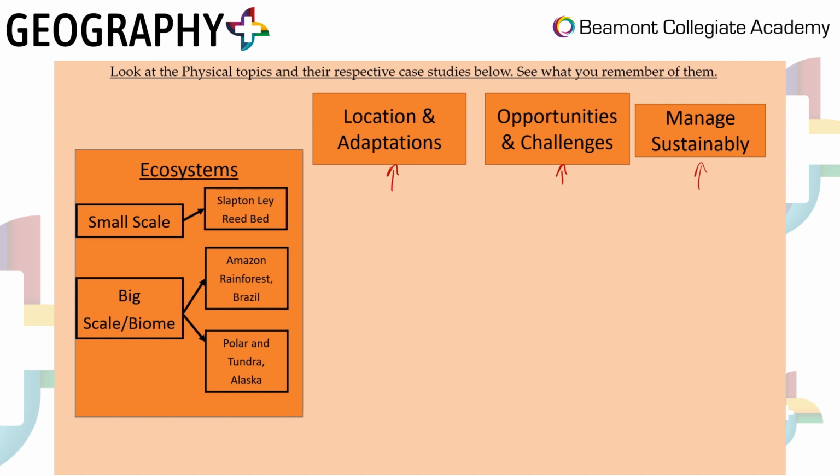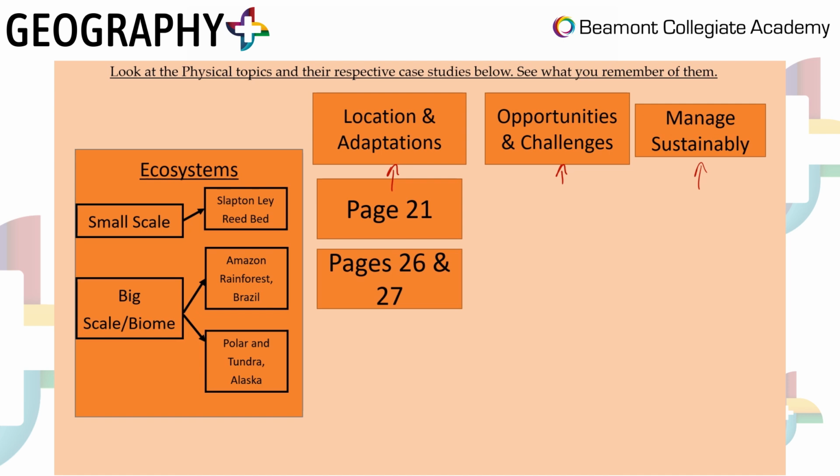The exercise is exactly the same. Jot down what you remember for the first 10 minutes. Check back with a different colour pen when looking at the revision guide. And here to help you, the revision guide pages are page 21, the small scale Clapton Lee reed bed, pages 26 and 27 for the Amazon rainforest in Brazil, South America, and pages 36 and 37 for the cold environment of the polar and tundra of Alaska, United States, North America.